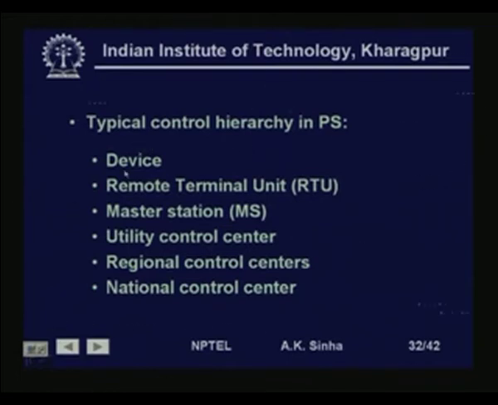The typical control hierarchy is: device, then remote terminal units, master stations, utility control centers, regional control centers, and national control centers. So, from the device the information goes up to the national control center. They are concentrated at these levels, and then they are sent further up.